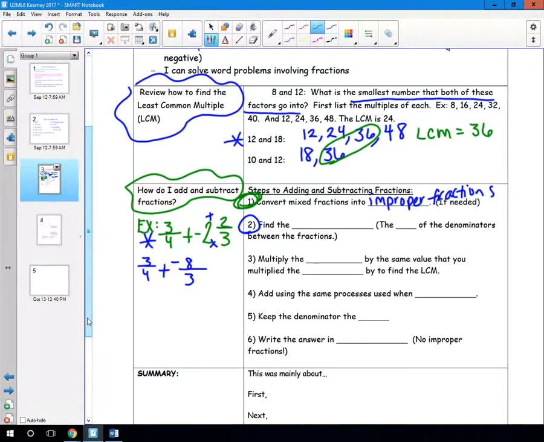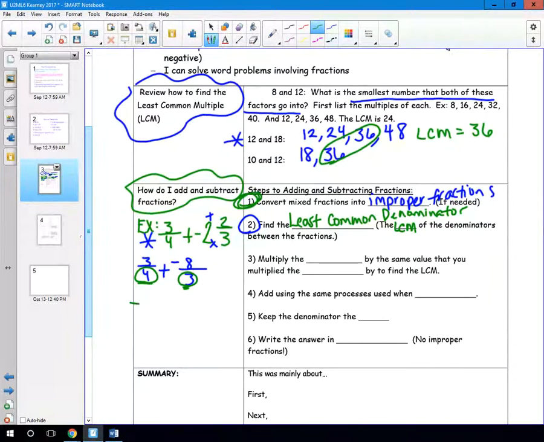Okay? So, step 2, find the least common denominator, or we can call that the LCM, okay? Which is what we talked about earlier. And that's that number that they have in common. So we're going to look here at our denominators, 4 and 3, okay? And we want to figure out what is the least common multiple between 4 and 3. So we can go through and list our multiples of 4, list our multiples of 3, and the number they have in common is 12.